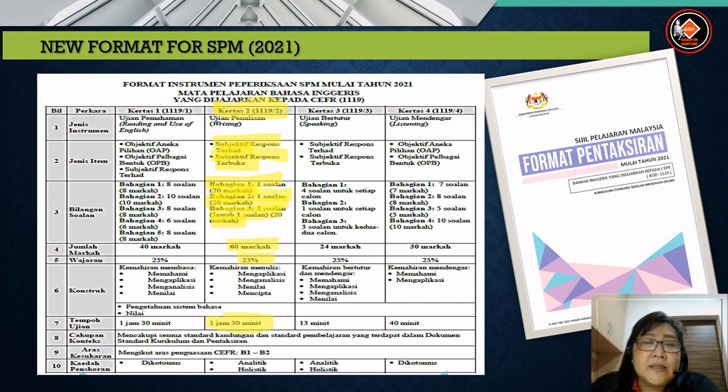Today we're going to discuss paper 2, which is the writing paper. Here you have 3 sections in the paper, and each section carries 20 marks. The time for the paper is 1 hour 30 minutes.